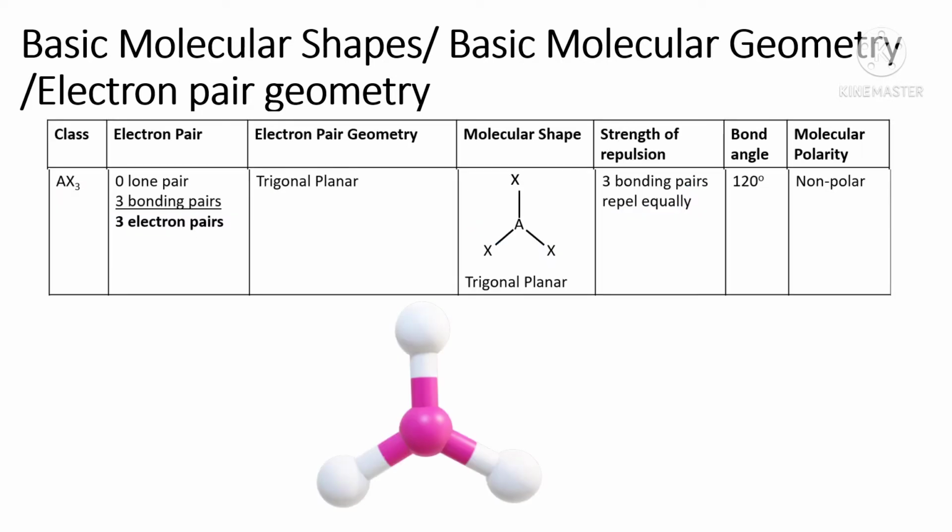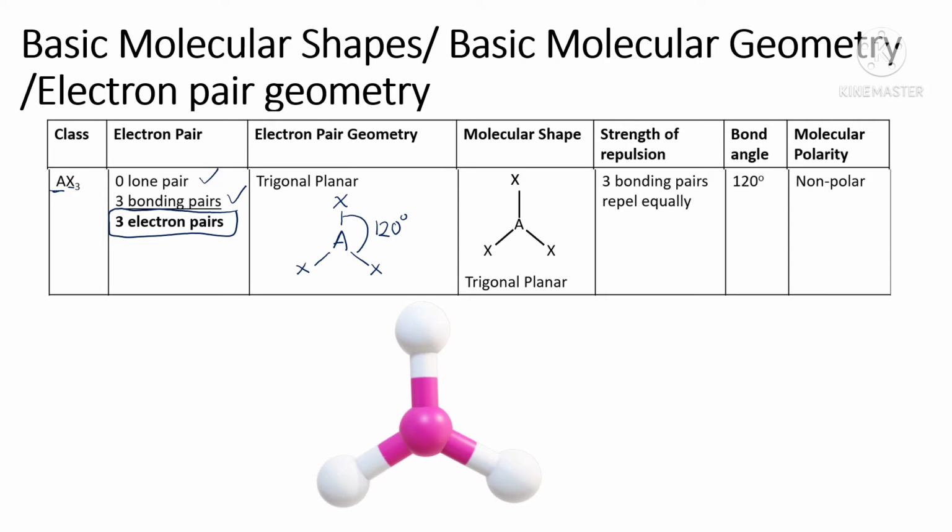The second basic molecular shape or electron pair geometry that we are going to look at is trigonal planar. For trigonal planar, the molecule is from the AX3 class, where A is the central atom and X is the terminal atoms. For the AX3 class, there are 0 lone pairs and 3 bonding pairs around the central atom, and therefore a total of 3 electron pairs. These 3 bonding pairs need to stay as far apart as possible from one another. So how do they stay as far apart as possible? They need to stay 120 degrees apart from one another.